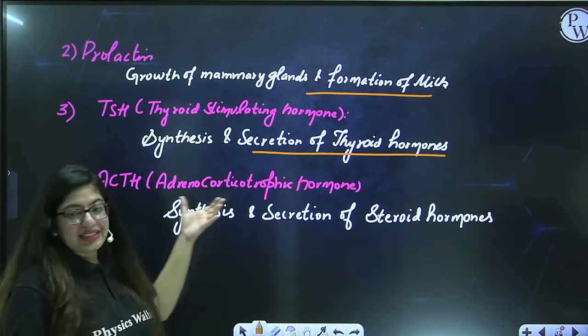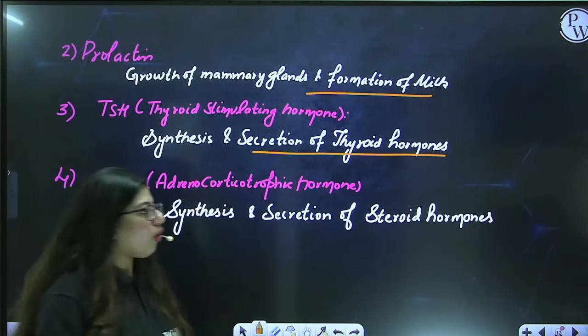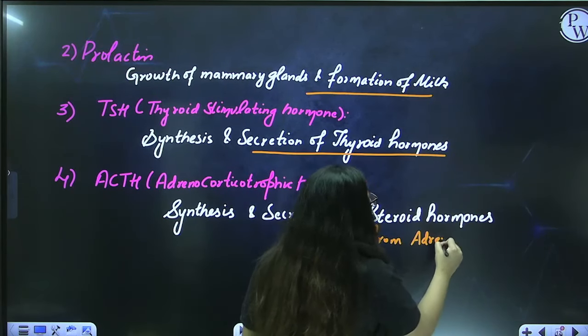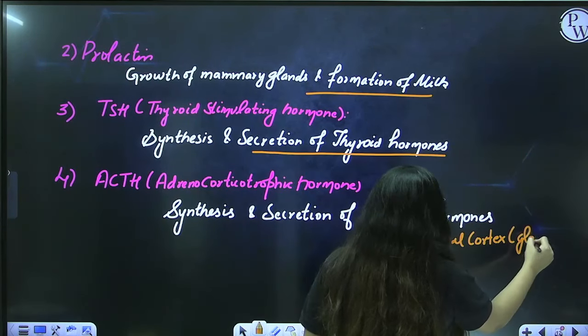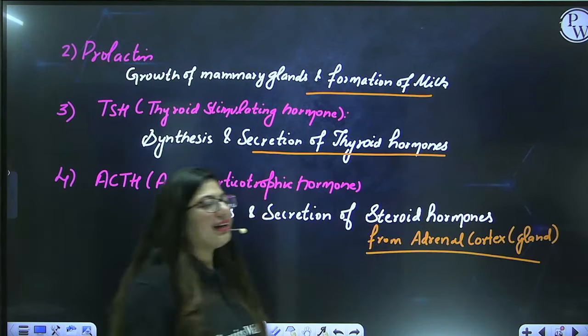Then we have ACTH. It will synthesize and secrete steroid hormones, and these are the hormones from the adrenal gland. The adrenal gland has two areas, adrenal cortex and adrenal medulla. So it particularly goes to the adrenal cortex, not the medulla. Why? That you will get to know when we study the adrenal gland. Fine?